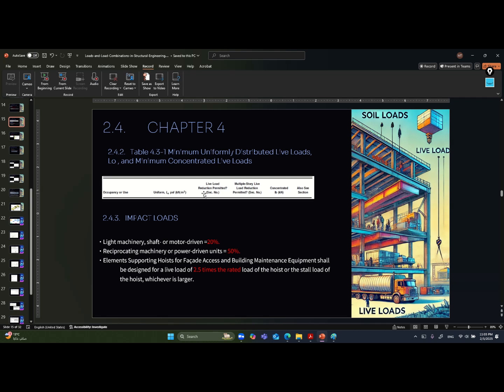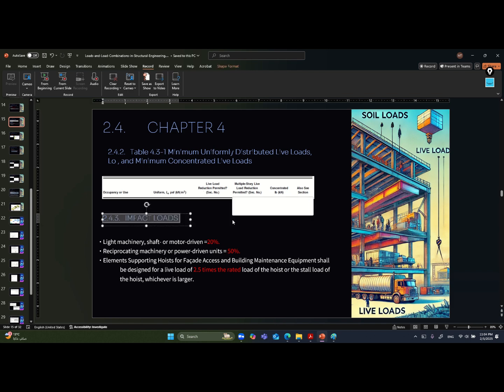The assembly areas are areas dedicated for when there is an earthquake event or a catastrophe, where the people should come together in a safe place. So you cannot reduce the live load in these areas.